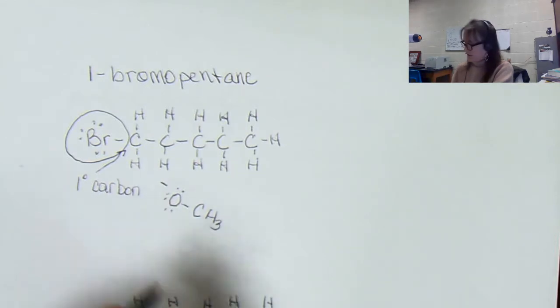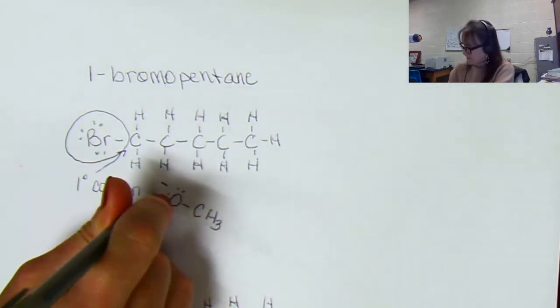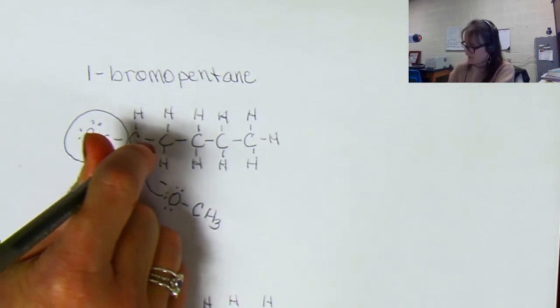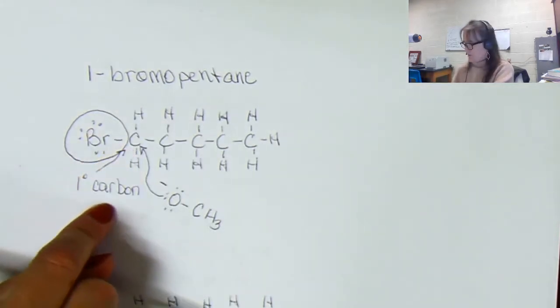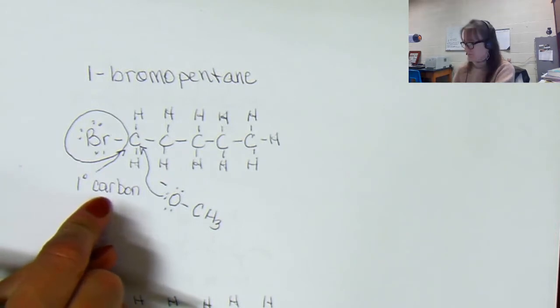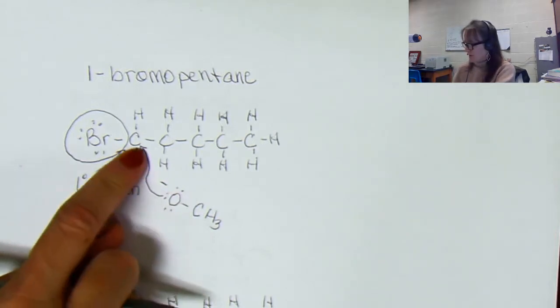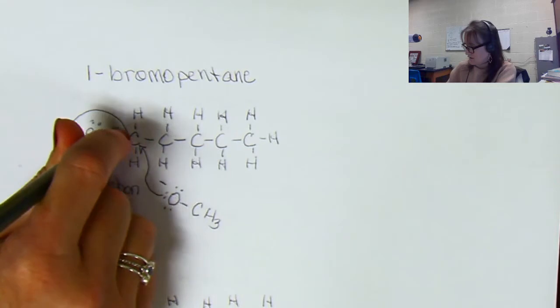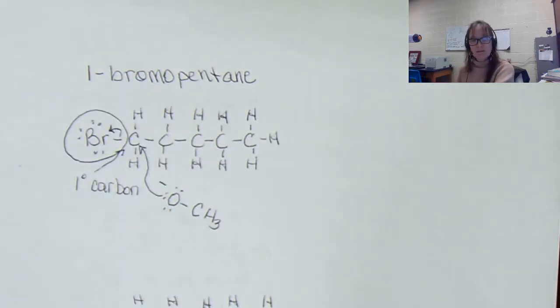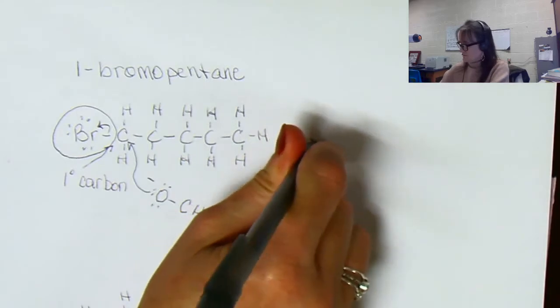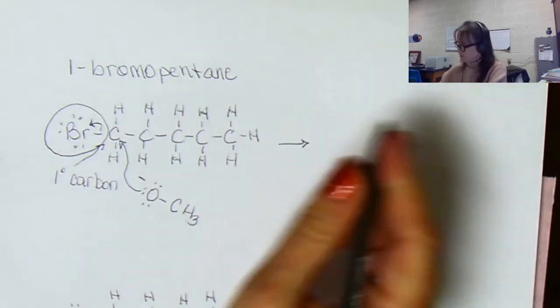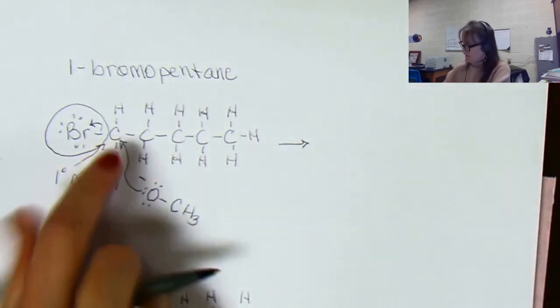This lone pair is going to try to bond to that carbon, and it's able to get to the carbon because it's a primary carbon, so there's less things in the way. When this goes in and bonds, the bromine leaves with its electrons, and you end up on the end here.